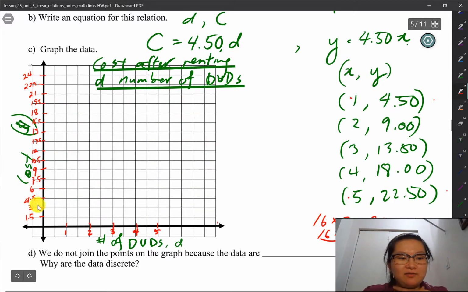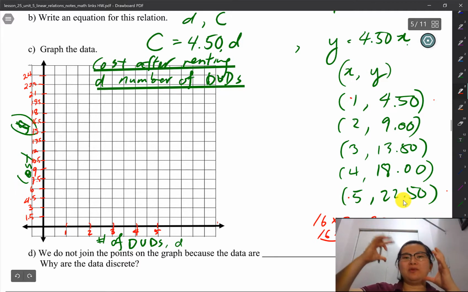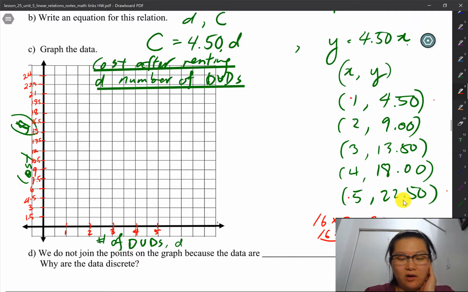Okay, so this is my graph labeled with a 1.5 increase, so it goes up all the way to 24, which encapsulates the 22.5, which means my entire graph will be within my graph space. Okay, so now we do the graphing bit.